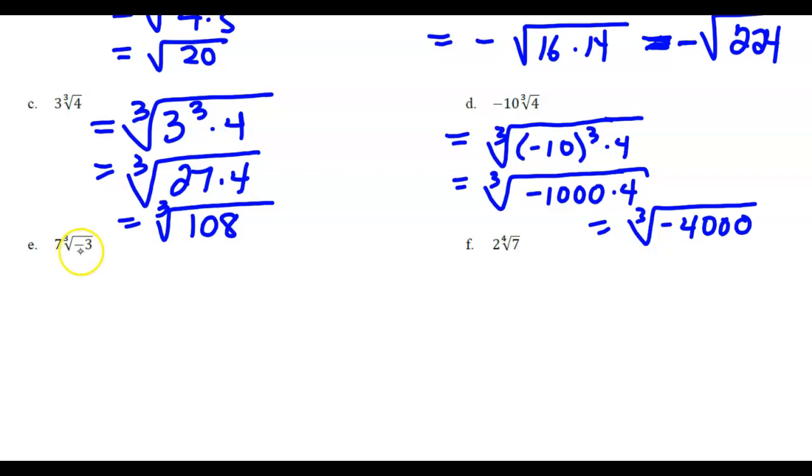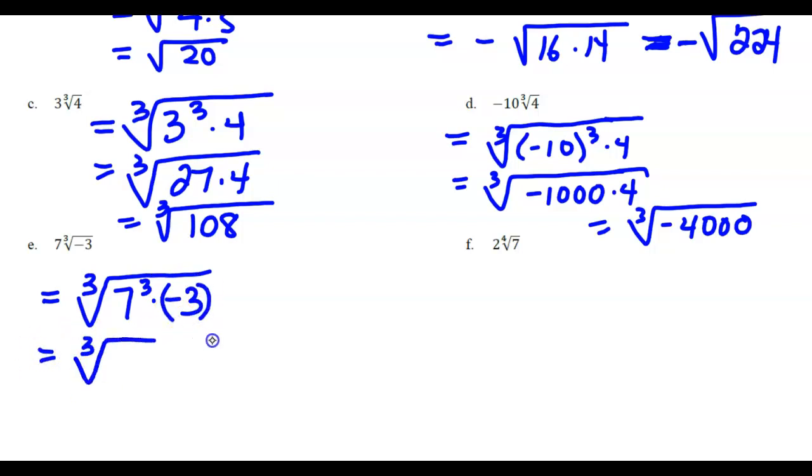Okay? This one here already has the negative inside, which is fine because it's a cubed root. When the 7 goes back home, it's worth 7 cubed. And I always forget what 7 cubed is. It's on your chart. 343. And then times 3, we get 1,029.